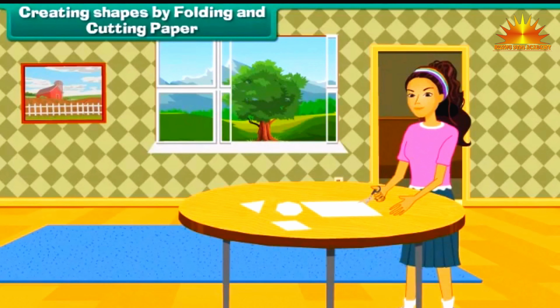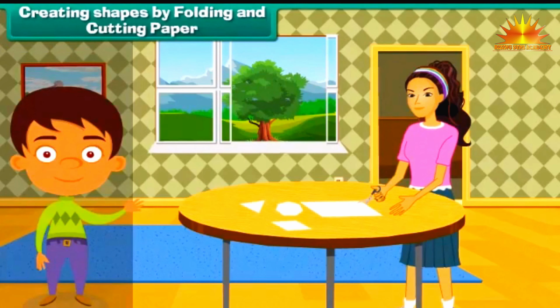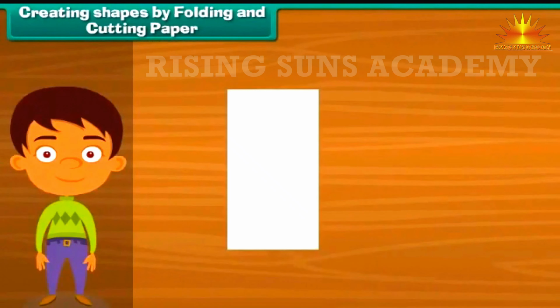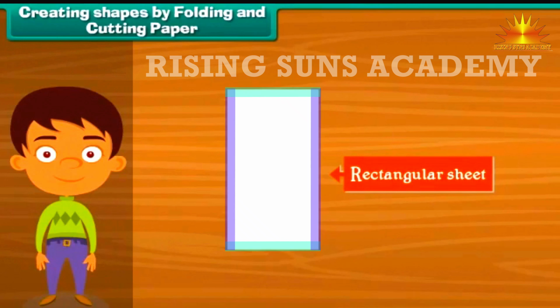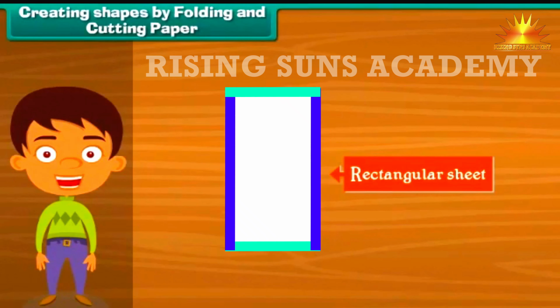Creating shapes by folding and cutting paper. Anu is busy cutting paper. She has cut paper in different shapes. Let us have a closer look at it. Anu takes a sheet of paper. What can you say about the shape of this sheet? Yes, it is rectangular in shape. Anu tries to make a triangle out of it.